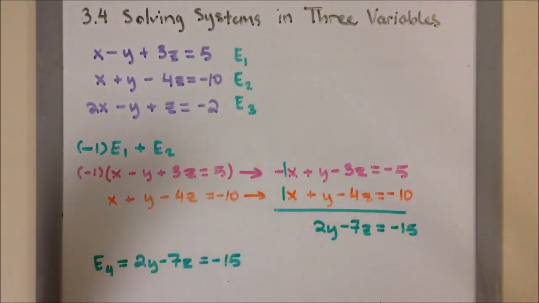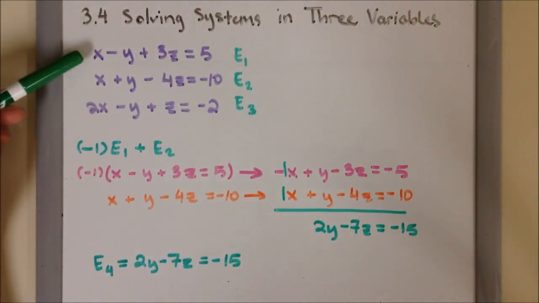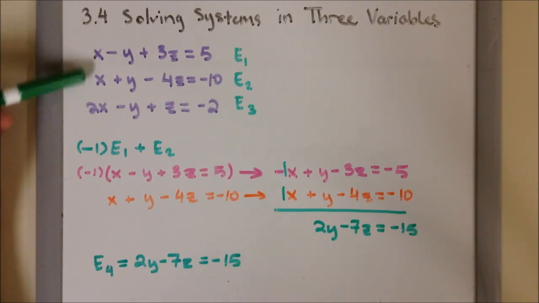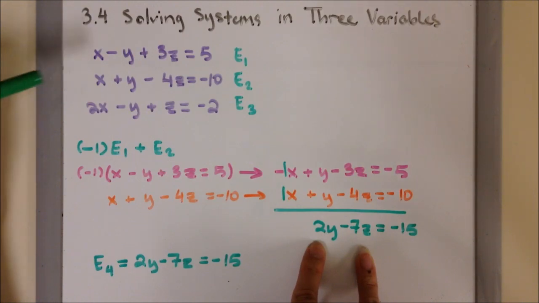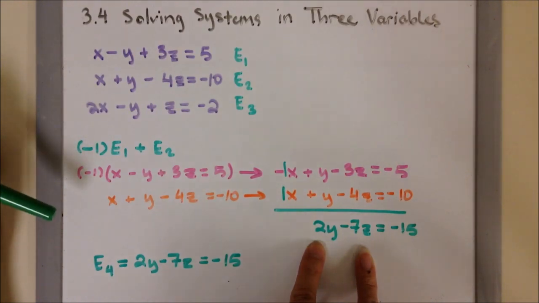So I used equation 1, multiplied by negative 1, and combined it with equation 2 in order to eliminate the x's. And then I got an equation with two variables, in this case y and z. We're going to do the same process again for our fifth equation.